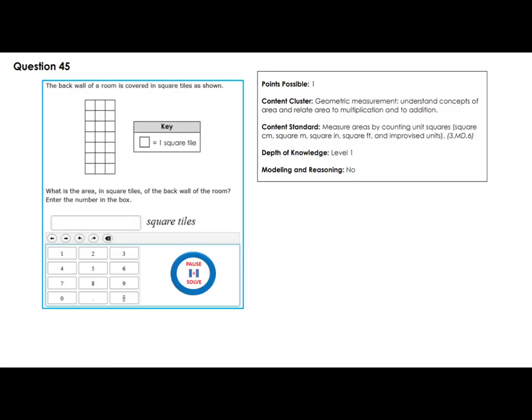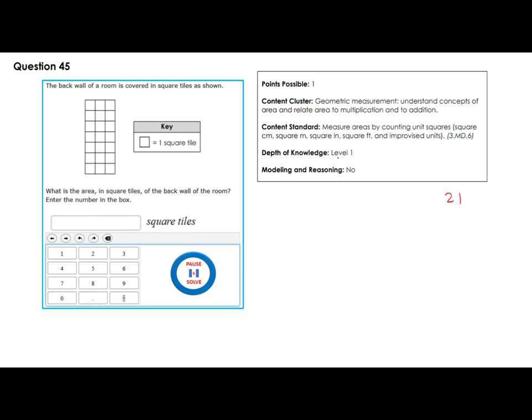The back wall of a room is covered in square tiles as shown. What is the area in square tiles of the back wall of the room? Area, you have to count all of this. Now, since this is small, you can really count them: 1, 2, 3, 4, 5, 6, 7, 8, 9, 10, 11, 12, 13, 14, 15, 16, 17, 18, 19, 20, 21. So you count them, you find 21.